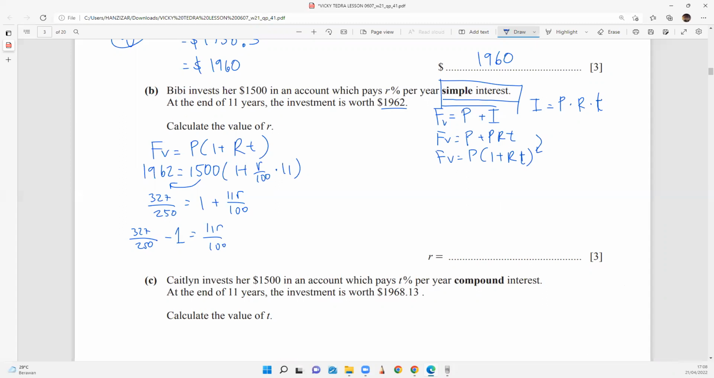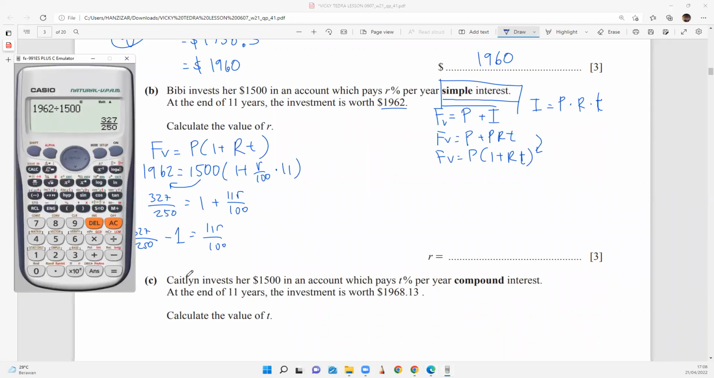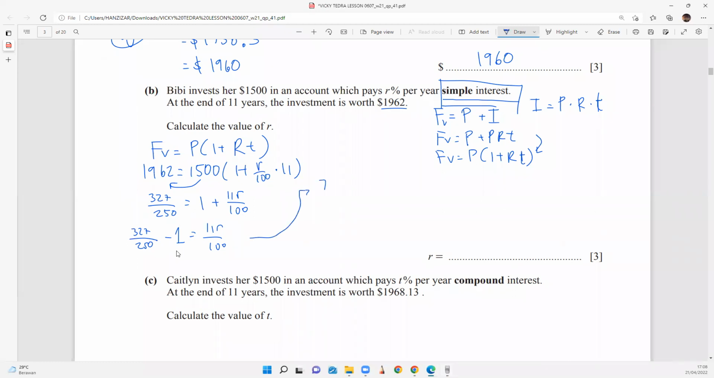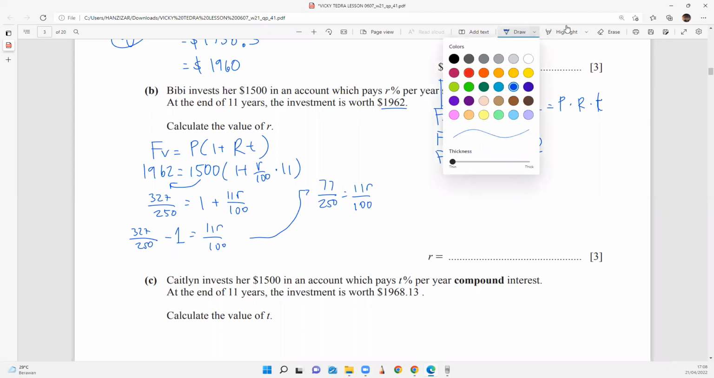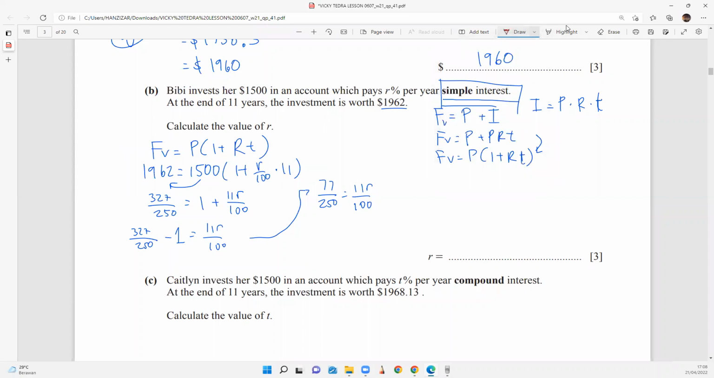Just simply put it on the calculator, subtract 1, and then you get this answer, 77 over 250. 77 over 250 equals 11R over 100. You can get the R easily. Just do the cross multiplication, right? 7,700 over 250 equals, times 11, right? Equals R. You move the 100 to the left, and the 11 to the left also.